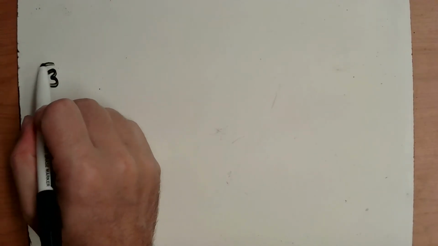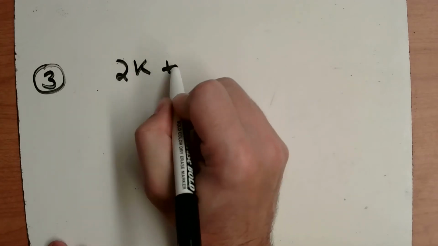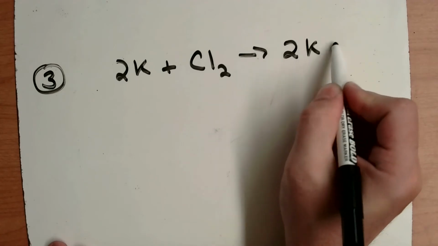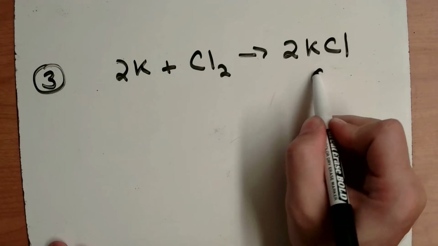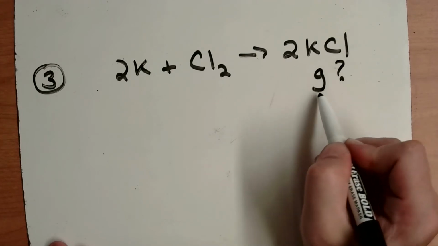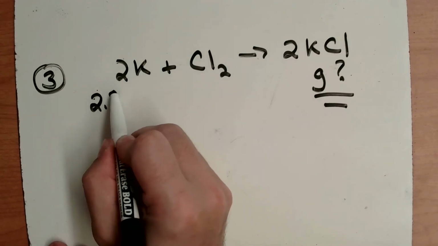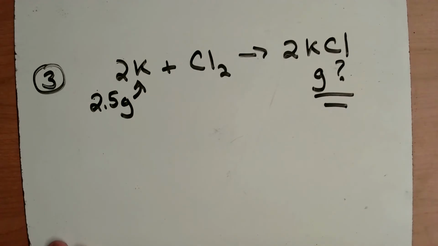Number 3. We have a different reaction, 2K plus Cl2 yields 2 KCl. And we want to know how many grams of KCl are produced when we have 2.5 grams of K, and excess Cl2.